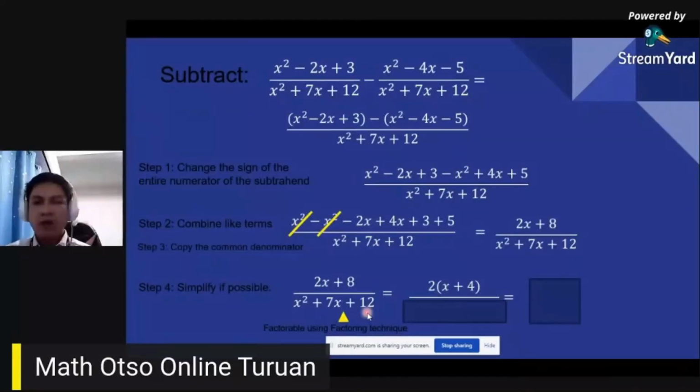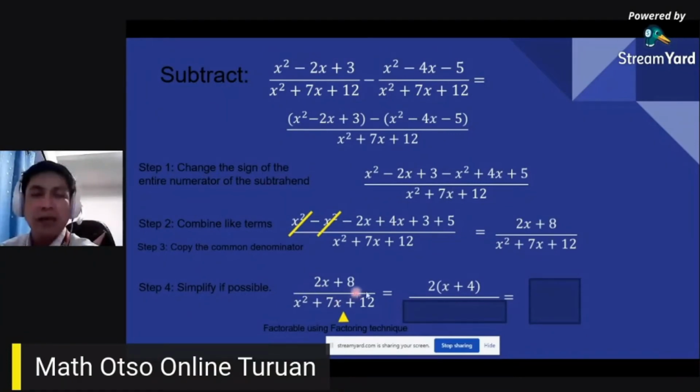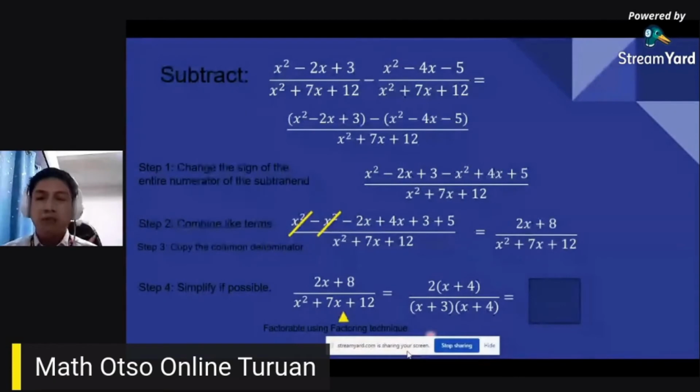Ayan. Take a look at 2x plus 8, naging siyang 2 times x plus 4. Why? Simply because ang common sa 2x and 8, common monomial factor niya is 2. So, ilabas natin yung 2. Ayan yung natira sa loob ng parenthesis, x plus 4. Eh, ano naman yung factor ng ating general trinomial? So, that is x plus 3 and x plus 4.